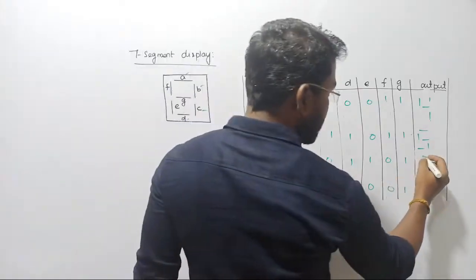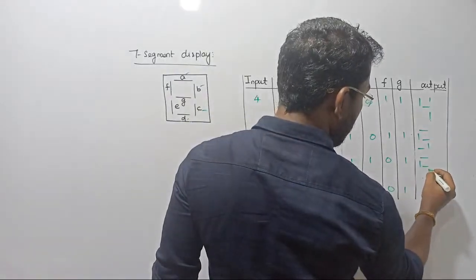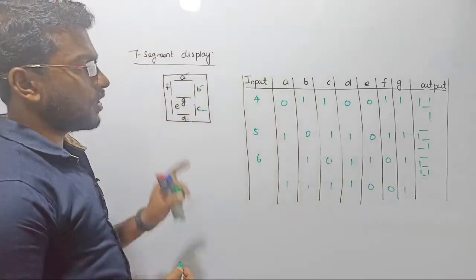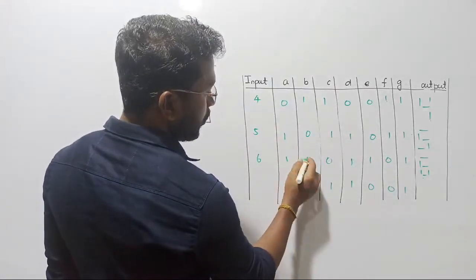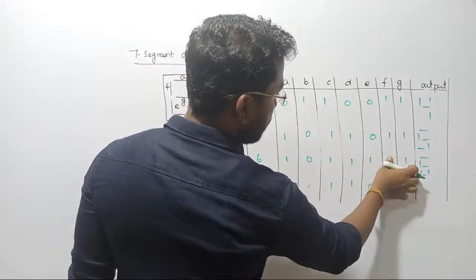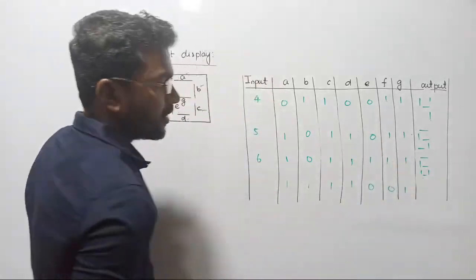How will 6 look? 6 is going to be like this. We should complete all these segments. The left term is b; except b, the rest of all are going to be 1. So the rest of all are going to be 1. Clear? That is for 6.